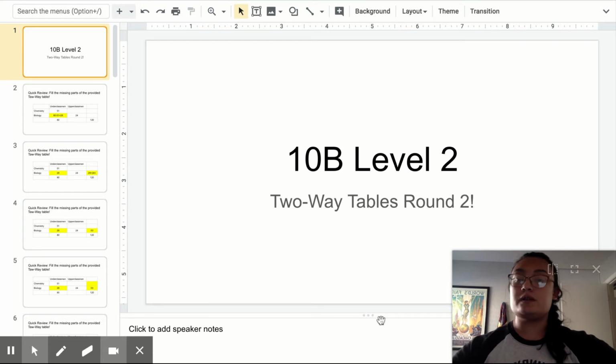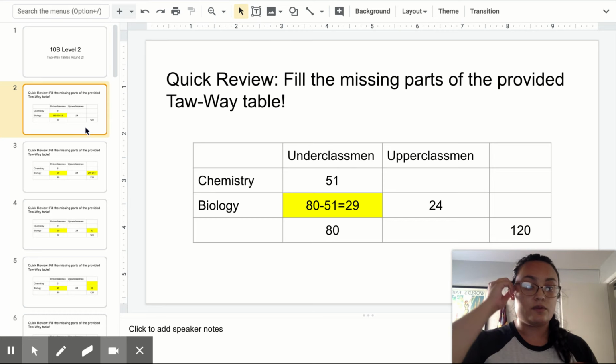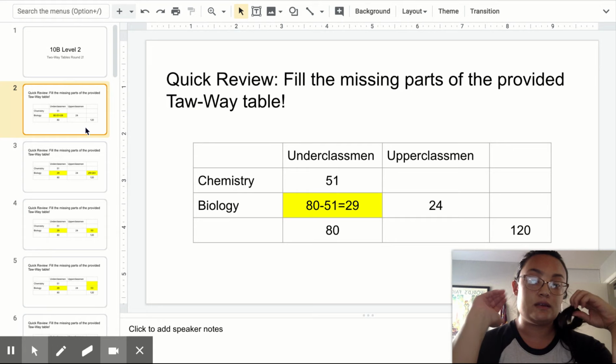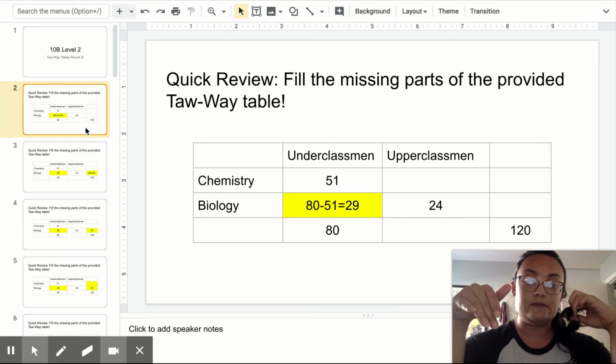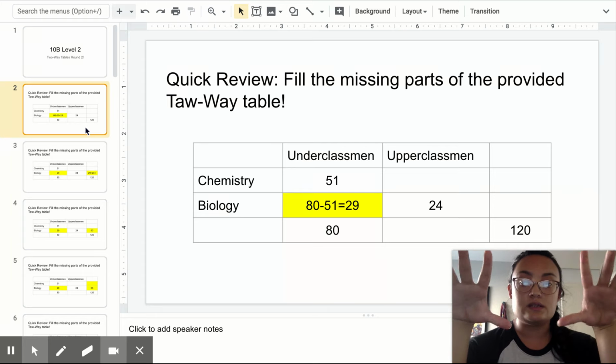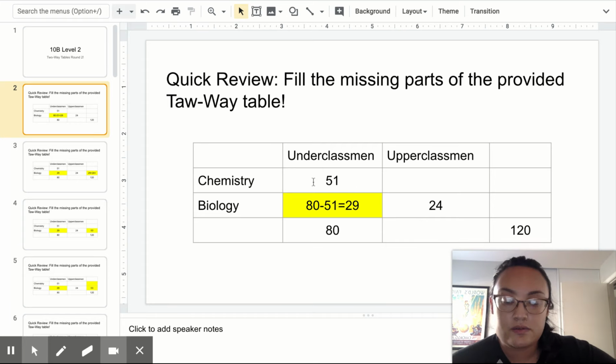Again, we're talking about two-way tables. Two-way tables have two pieces of information. In this case, the information is whether your student is an underclassman or an upperclassman, and whether they're taking chemistry or biology. So there's a lot going into this two-way table already. We know that all of these different sections represent different things.